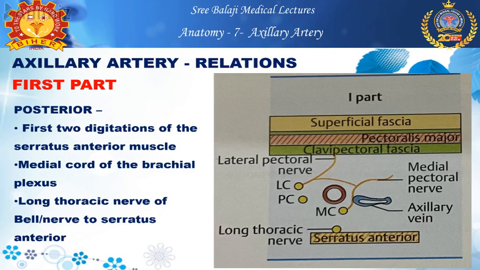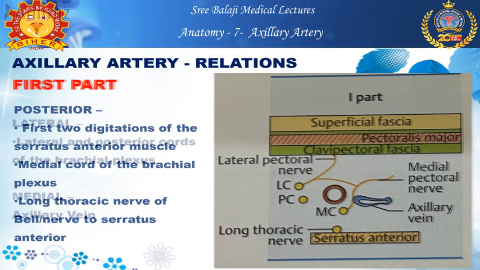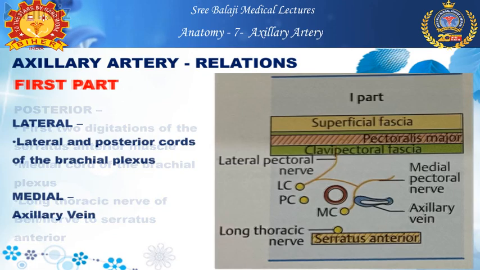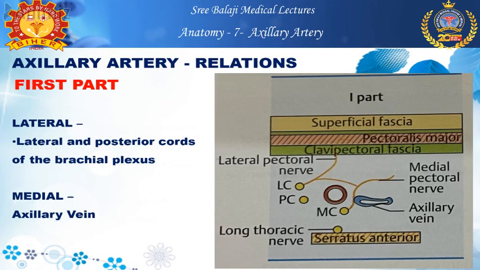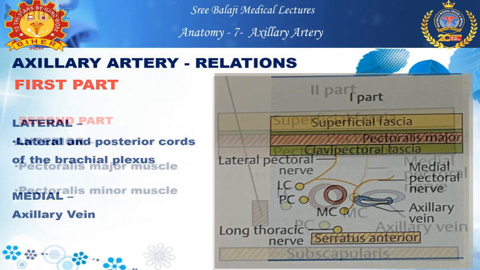Posterior relation of the first part includes the first two digitations of the serratus anterior muscle, the medial cord of the brachial plexus, long thoracic nerve of Bell or the nerve to serratus anterior. Medially, it is related to the axillary vein and laterally to the lateral and posterior cord of the brachial plexus.